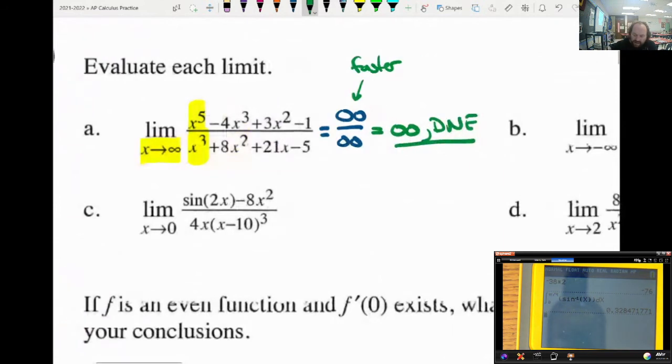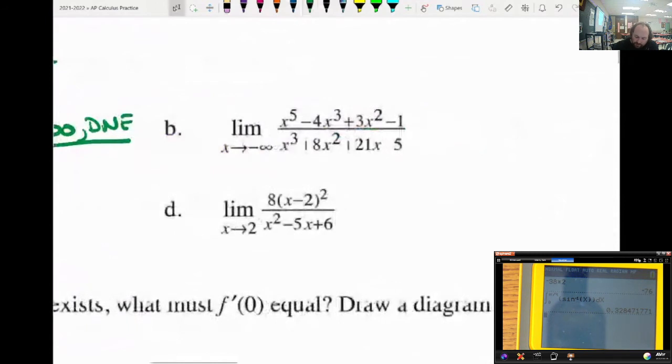Question B is exactly the same question. The only difference now is we're plugging in negative infinity. So what's going to happen here is we are going to think about the same exact thing. X to the fifth and x to the third is the only thing that really matters here. Everything else gets dwarfed as you plug in huge numbers. Even x to the third doesn't matter when compared to x to the fifth, for example.